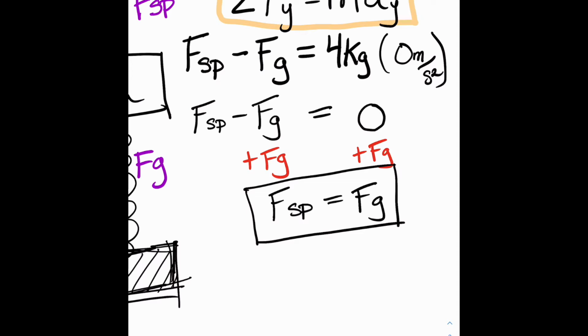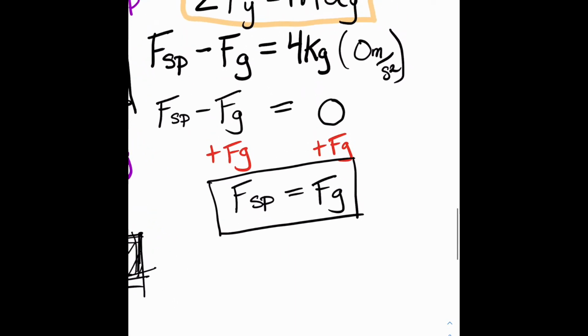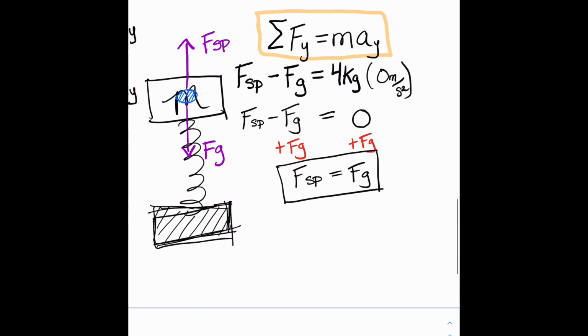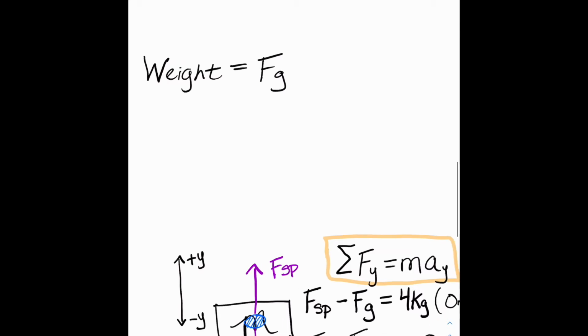Okay, so what does the question ask? Well, they ask us, what is the object's weight? And weight is on the screen right now. We can see another way of saying weight in physics class. So what would that be? Well, we learned that weight is equal to F_g, the force of gravity. F_g is always equal to mg.